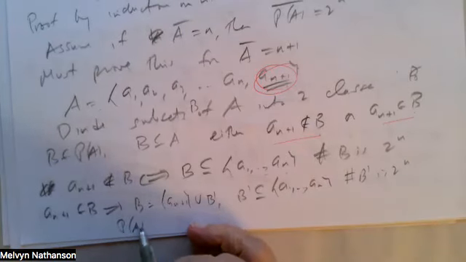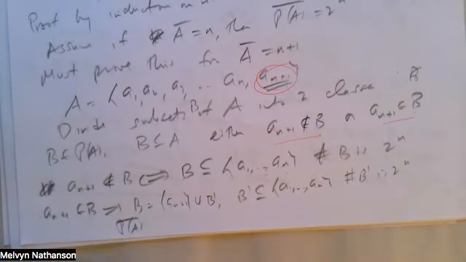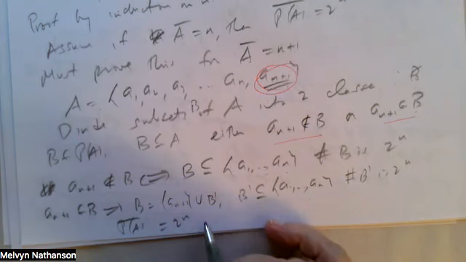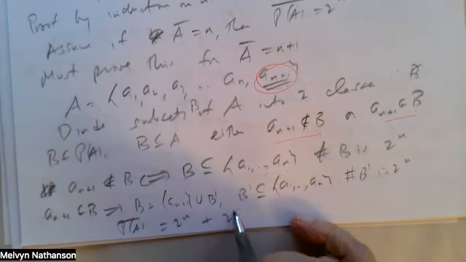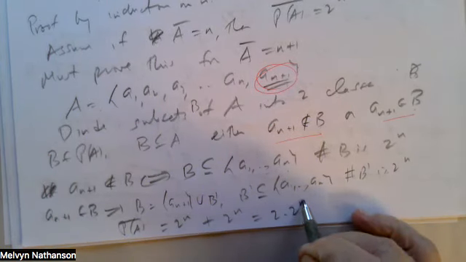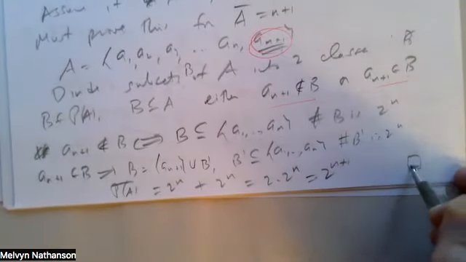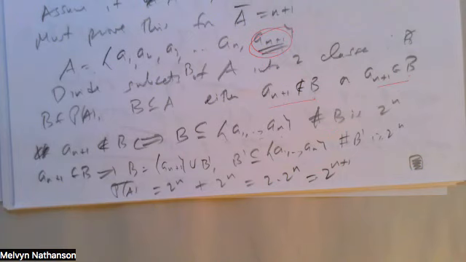So the power set of this set A consists of the sets that don't contain A_{n+1}, there are 2 to the n of them, plus the sets that do, which is another 2 to the n. So that's 2 times 2 to the n, or 2 to the n plus 1. And that's what we wanted to prove. So by induction, if every set with n elements has a power set with 2 to the n elements, then every set with n plus 1 elements has a power set with 2 to the n plus 1 elements. That's the proof.